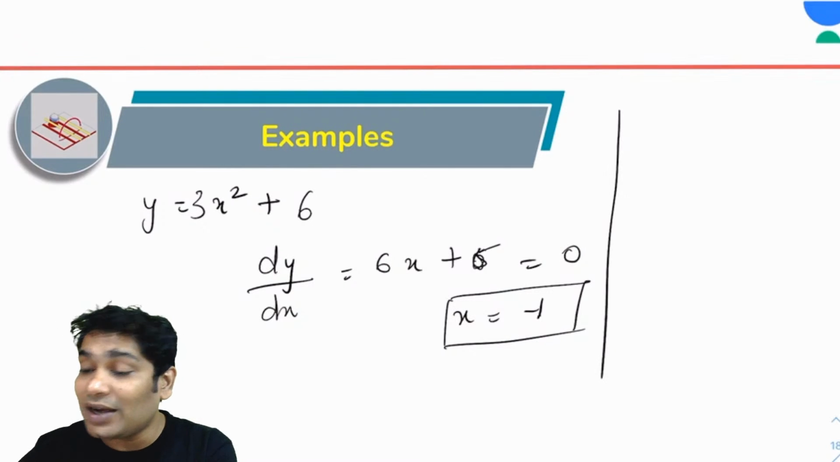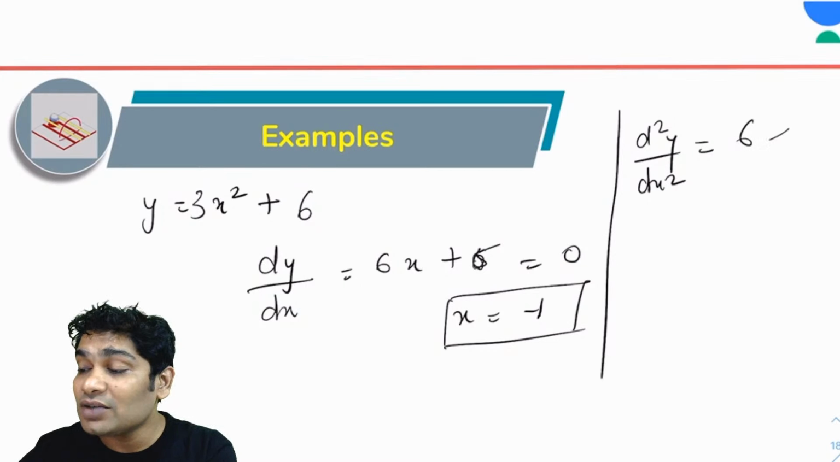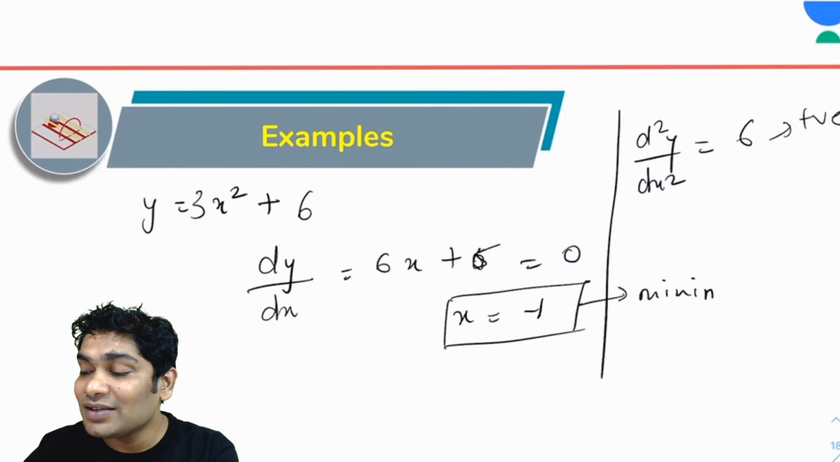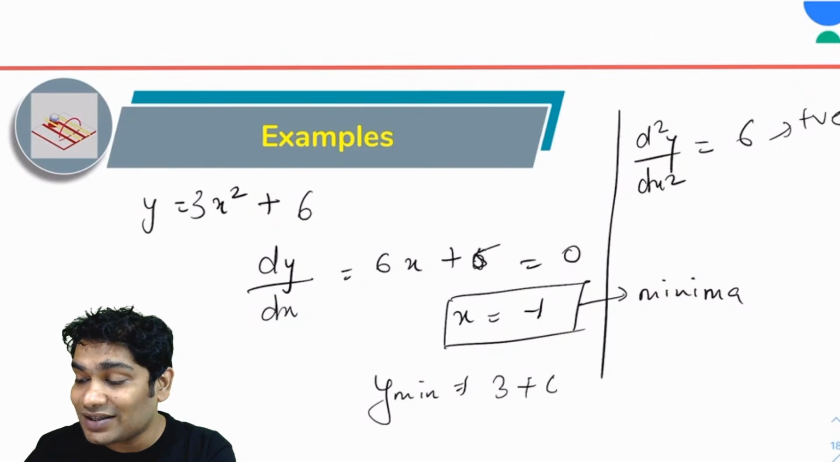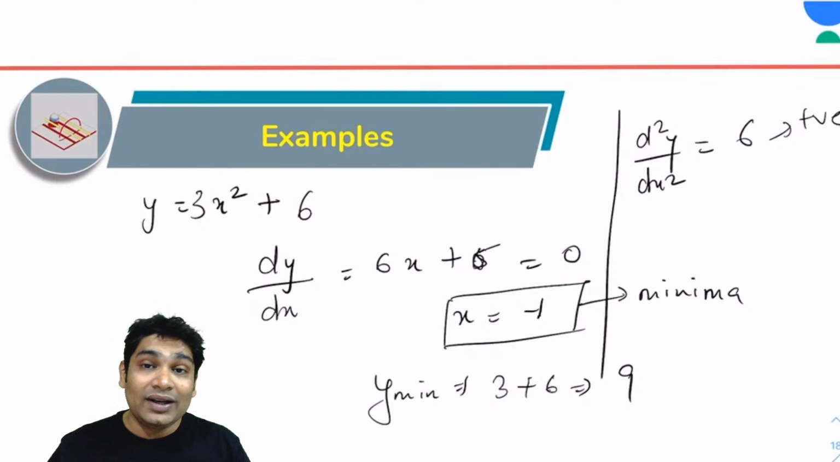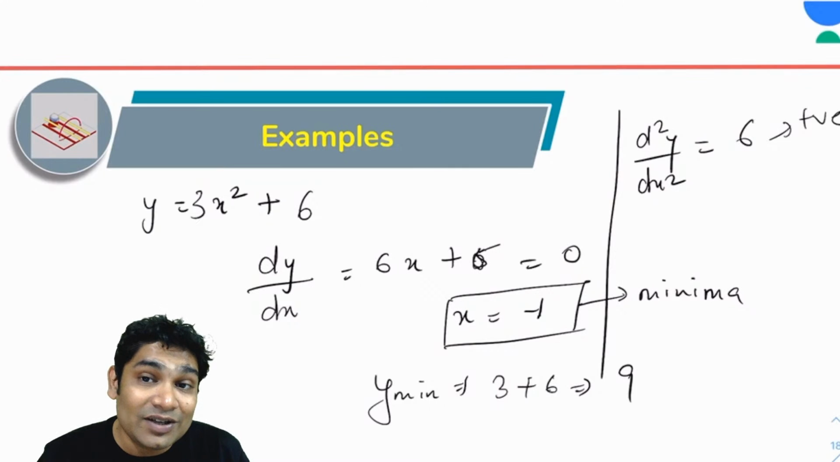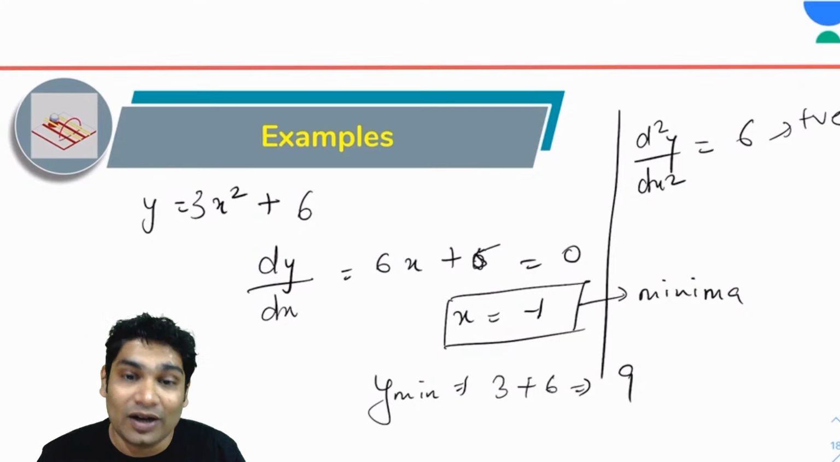Now whether it is minima or maxima, you need to find d2y over dx2 as well. So d2y over dx2 is 6, which is obviously positive. If it is positive, this represents minima. And what is y minimum? The minimum value of y can be calculated by putting x as minus 1. So it will become 3 minus 6 plus 6, which is 3... In this case, when you plot the graph, you will see it has a minimum value at x equals minus 1. That is how you solve. The minima is at x equals minus 1.